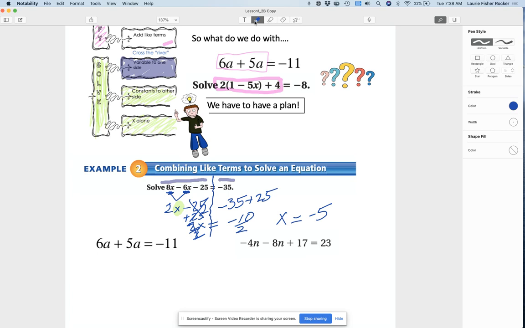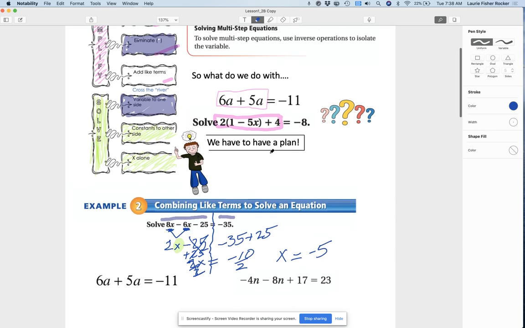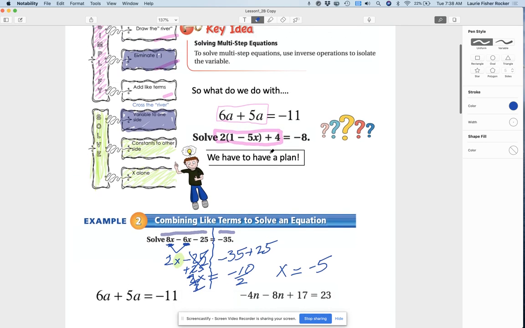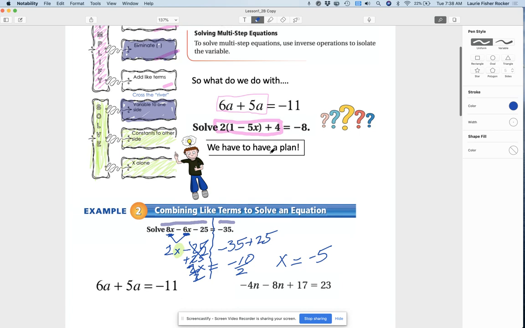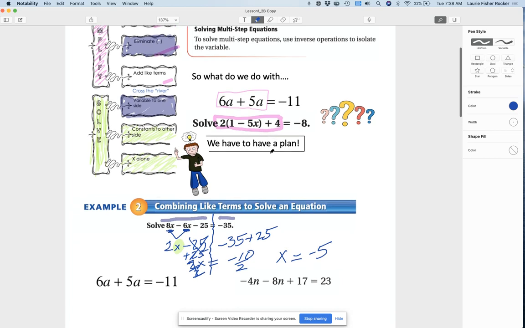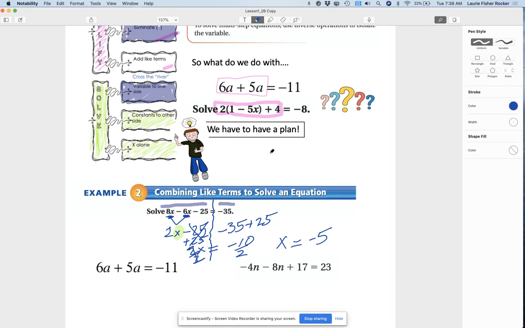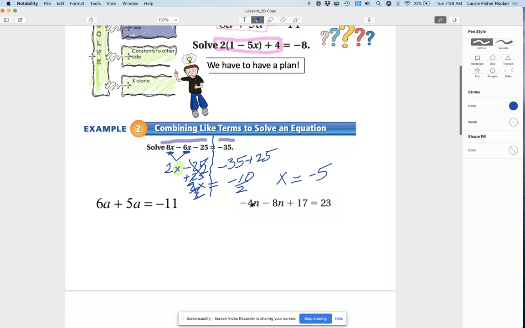Okay, so that is the first example. So let me review what we did here. Drew the river, added like terms, and then we just jumped right into yesterday's lesson. We moved the constant over, the negative 25, eliminated that on the x side, and then we eliminated the coefficient on the x side. That's that x alone stage. So then we're all done. Okay, let's look at the next one.